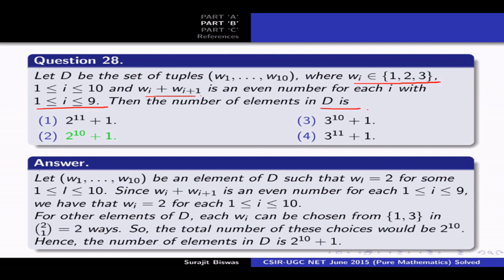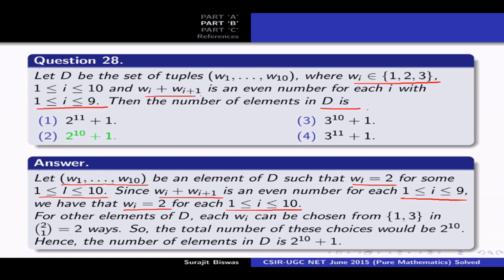So first consider (W1, W2, ..., Wn) an element of D such that Wl equals 2 for some 1 ≤ l ≤ 10. Since Wi+1 is an even number for each 1 ≤ i ≤ 9, we have that Wi equals 2 for each 1 ≤ i ≤ 10.